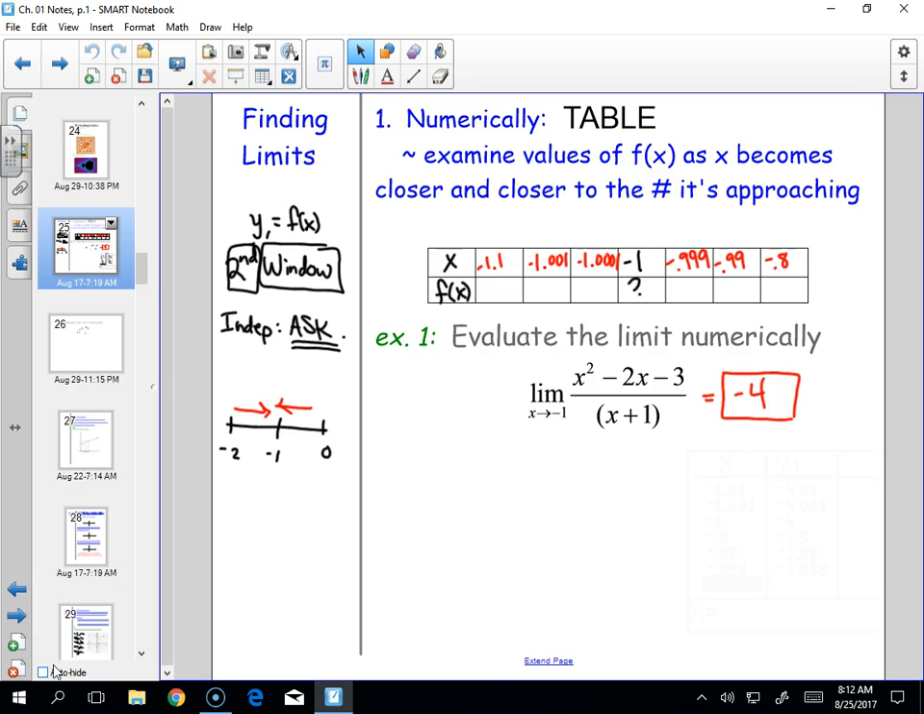My table settings. Oh, ask. Not auto. Auto goes by step increments. I don't want to do that. I need to make sure it's ask, the independent variable. That way I can put in the x and get out the y.